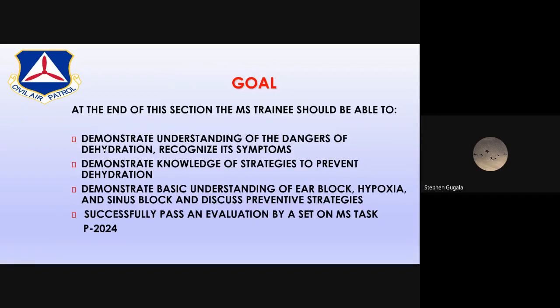And again, our goal at the end is for you to be able to successfully pass an evaluation on these tasks. And in this case, it'll be task 20P, P as in Papa, 2024. But more importantly, if you can pass the evaluation, that means you've got the knowledge, and we want you to have the knowledge. You need to be safe, and this is a safety of flight, safety of person little segment.